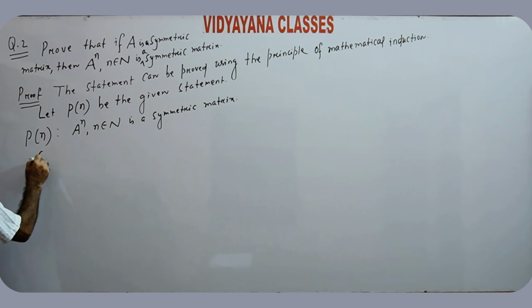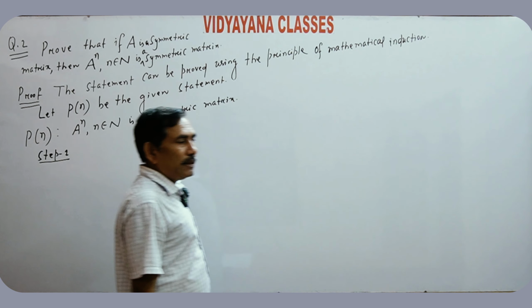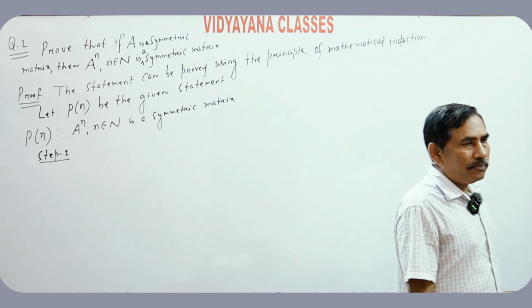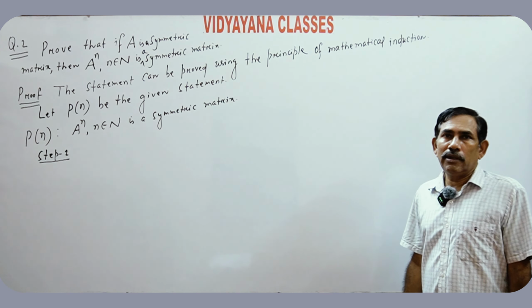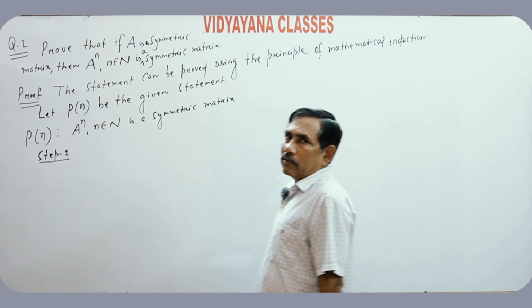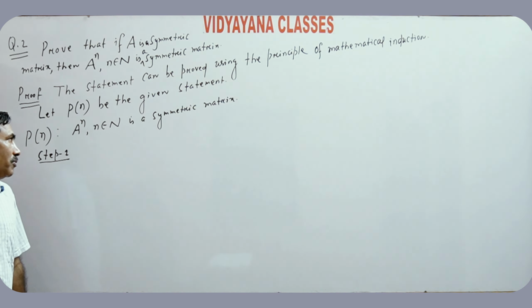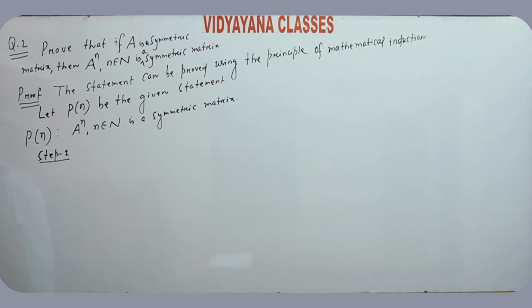Step 1. In mathematical induction, there exist 3 steps. The first step must be proved. The second step will be assumed that the statement is true. The third step will be proved using the second step.